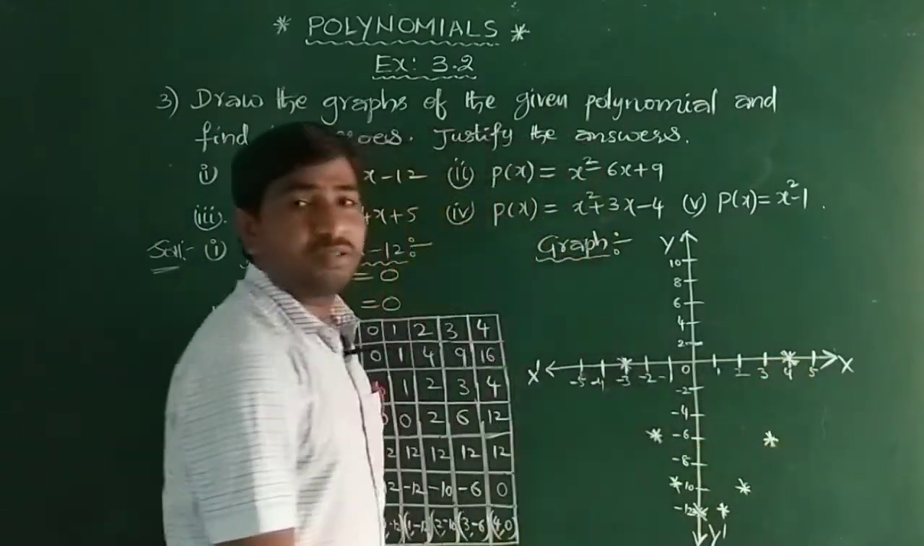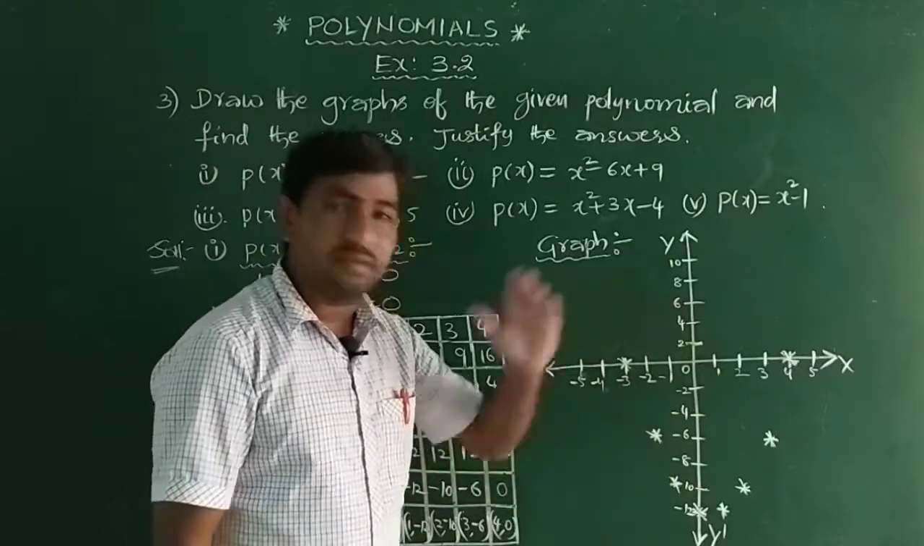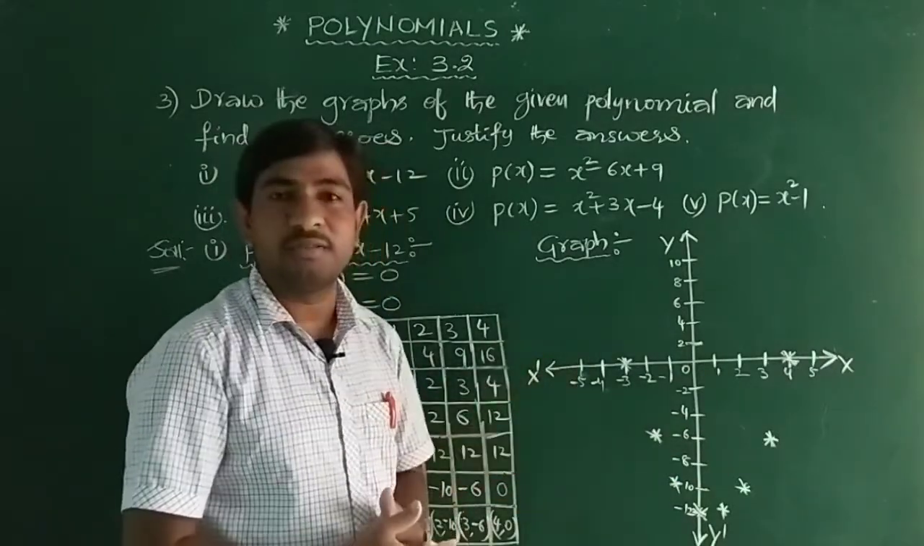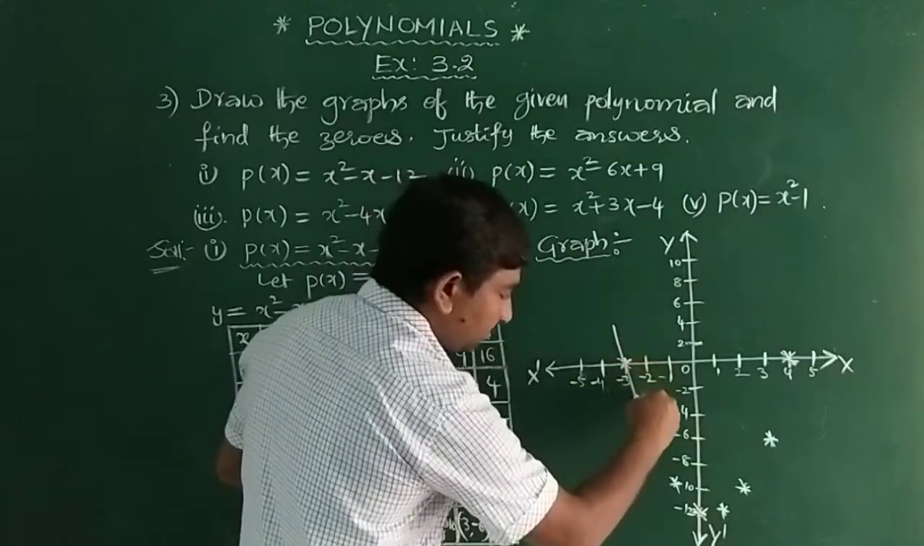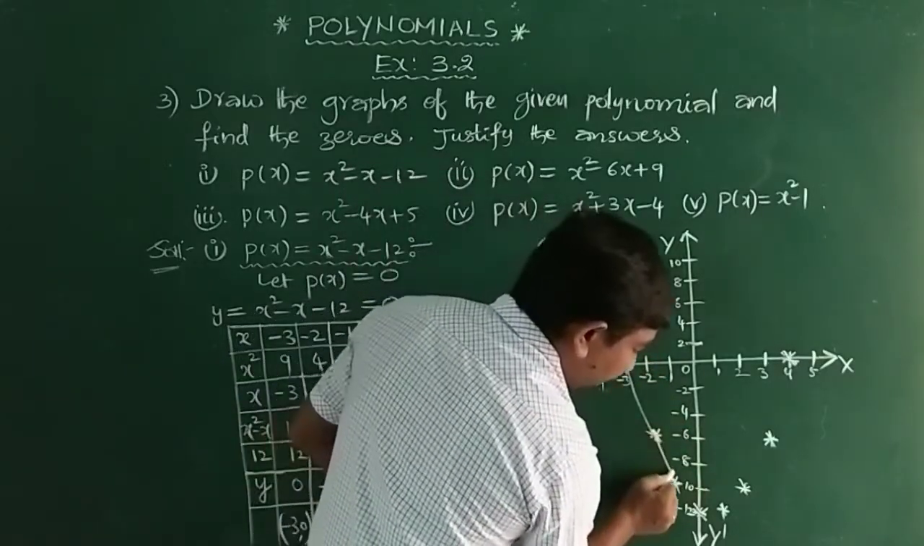So now join all these points by a smooth curve. You will get a curve that shows the required graph for the given polynomial, like this.